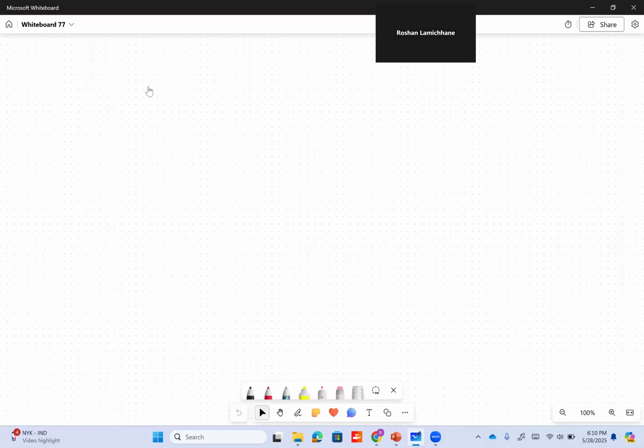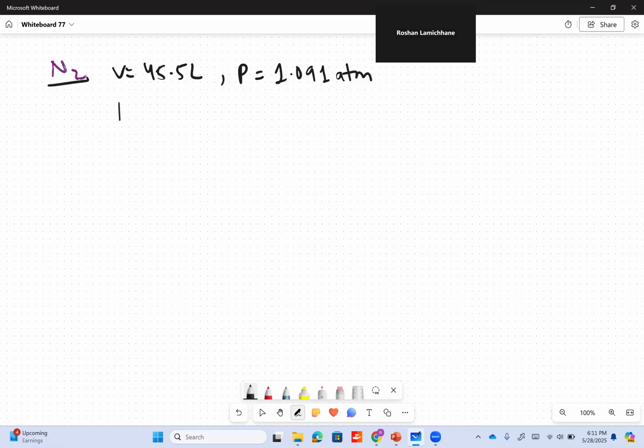So again, we are looking at our N2 gas and the values that have been given to us for N2. The volume has been given to us, 45.5 liters. My pressure is given to me as 829 torr, and I think by now you know how to convert that torr to atm. My temperature is given to me as 22.0 degrees Celsius. If I convert that to Kelvin, it's 295.15 Kelvin.